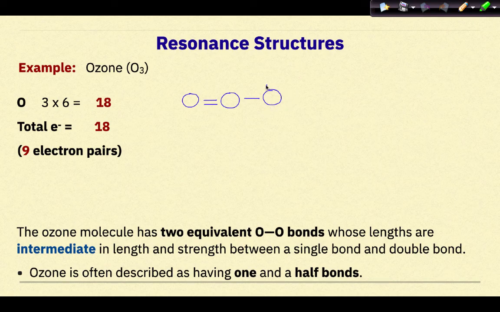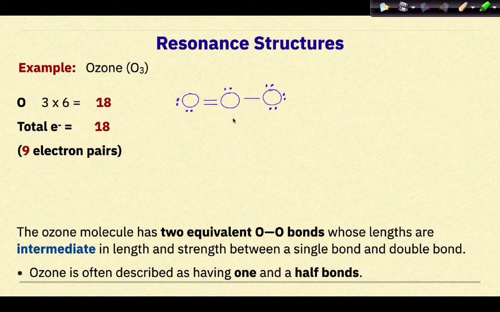Now that I have that double bond, let me put my other non-bonding electron pairs in. So 1, 2, 3, 4, 5, 6, 7, 8. I have 1 more electron pair to work with. I'm going to put that on my central oxygen. And now I have 9 electron pairs, either as shared electron pairs or non-bonding electron pairs.